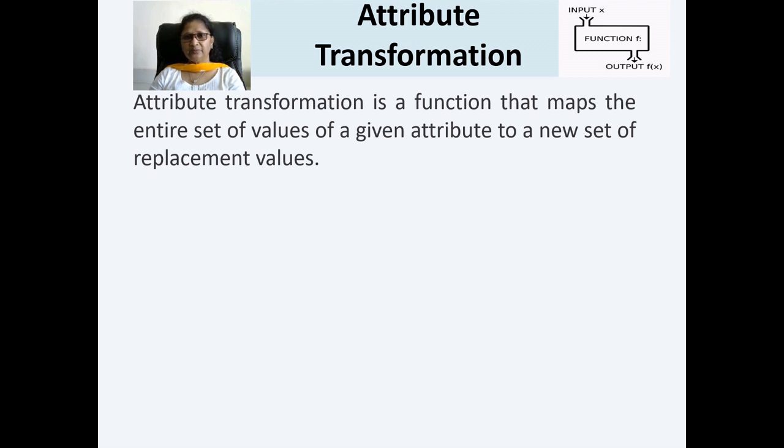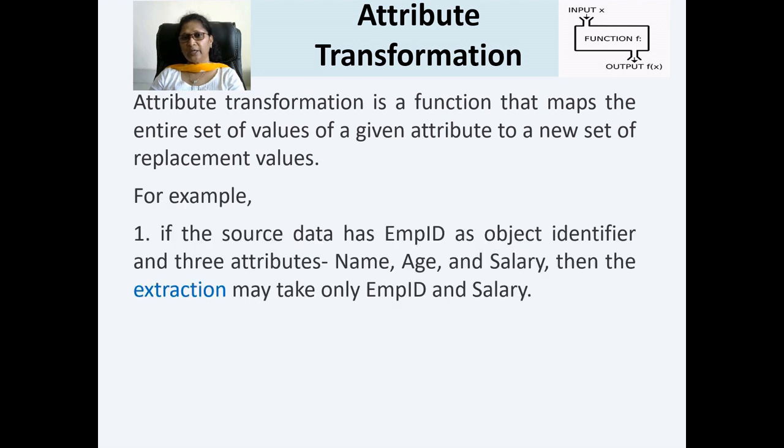We are learning it with respect to attribute transformation. So attribute transformation is a function that maps the entire set of values for a given attribute to a new set of values. And transformation could be in multiple forms. Let us look at a few examples. If a data source has employee ID as the object identifier with three attributes, name, age, and salary, then we may extract only employee ID and salary by dropping the other two attributes.